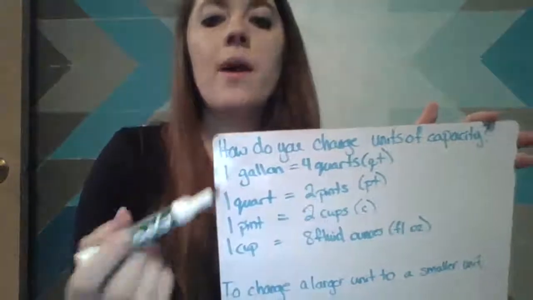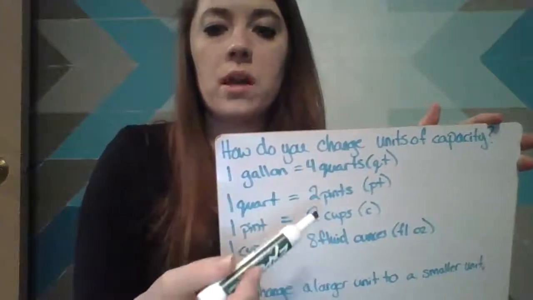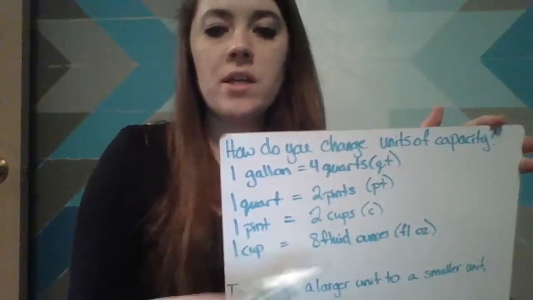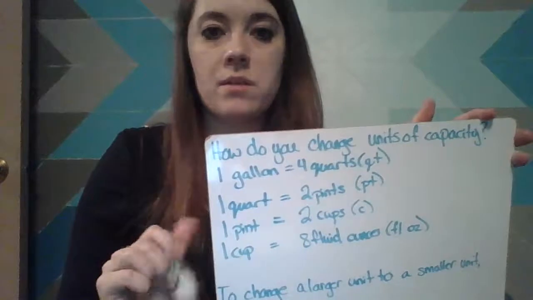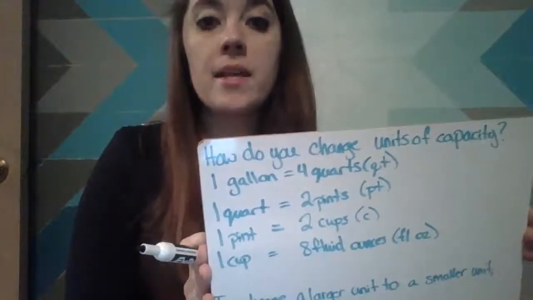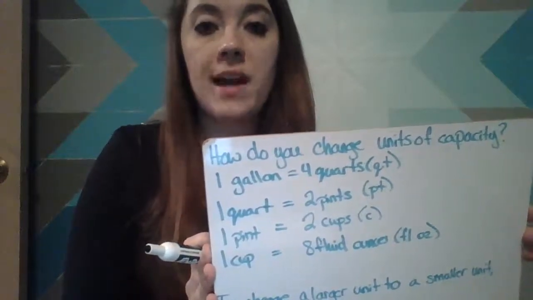Okay, so 1 gallon equals 4 quarts. 1 quart equals 2 pints. 1 pint equals 2 cups. And 1 cup equals 8 fluid ounces. So those are going to be the key things that you're going to need on this portion of the worksheet. So these are your different conversions. They're very helpful to know.